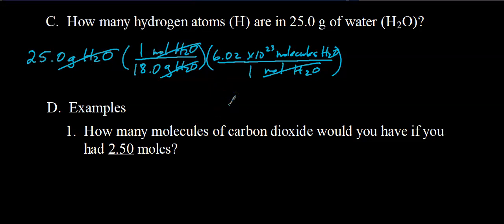So at this point in the problem, we have molecules of water. We're almost there. We have 1 more conversion factor. So next conversion factor, we're going to convert from molecules of water to hydrogen atoms. So we need to cancel. We need to get rid of molecules of water. So that's going to go on the bottom. And then again, on the top, look at the question. How many hydrogen atoms? So up top, H atoms or atoms H, either way is fine.